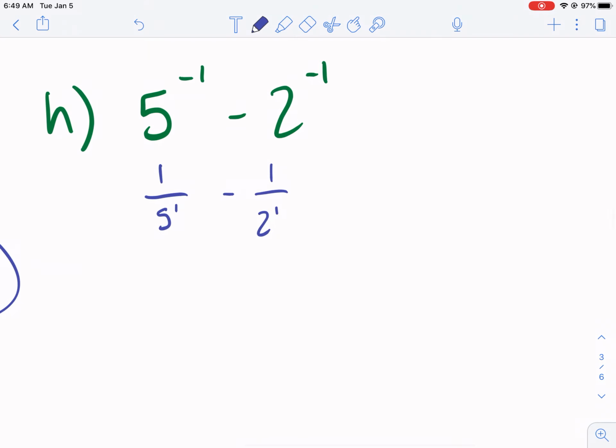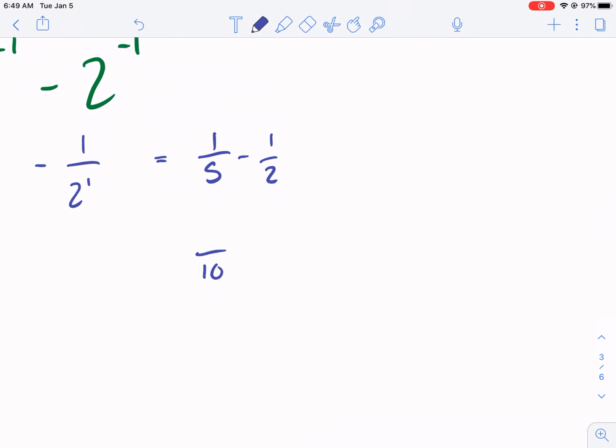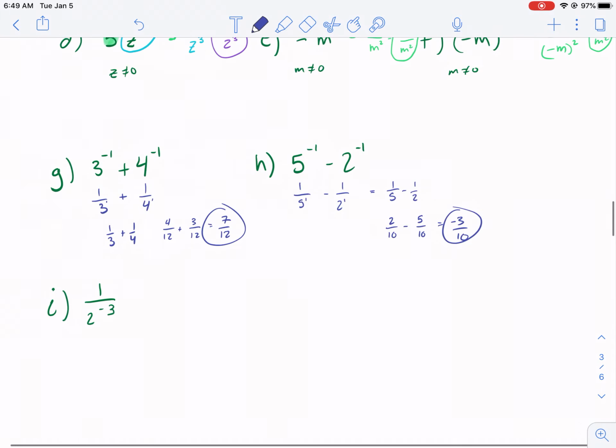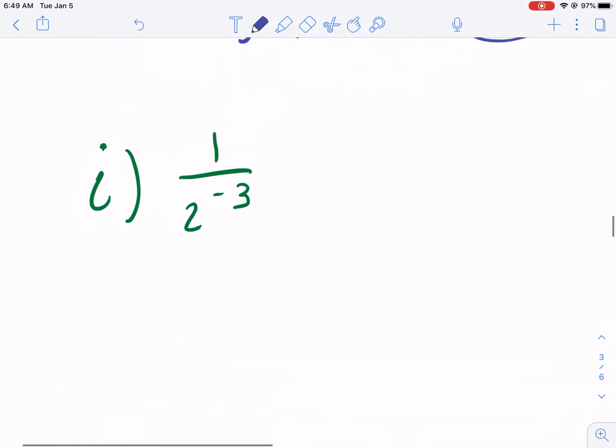Okay, so then what we're going to do is we say that's equal to 1 over 5 minus 1 over 2. Common denominator is going to be 10. So this is going to be 10. This is going to be 10 with the minus sign, multiplied by 5, multiplied by 2. And that's going to give us negative 3 over 10. There's our answer there. So I went quickly, but that's kind of review. And the main thing is rewriting those fractions.